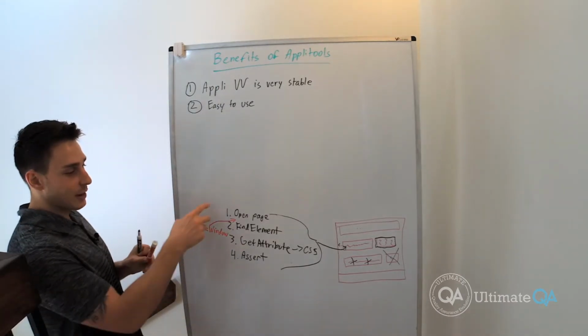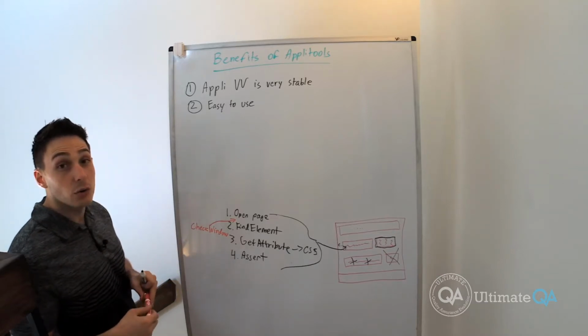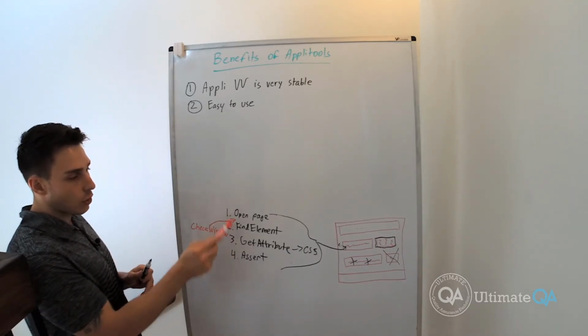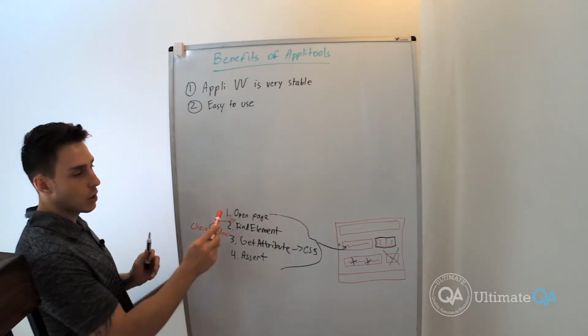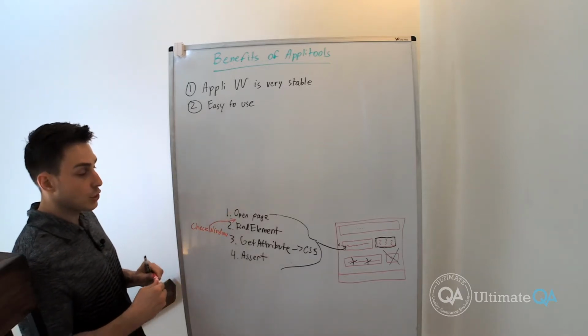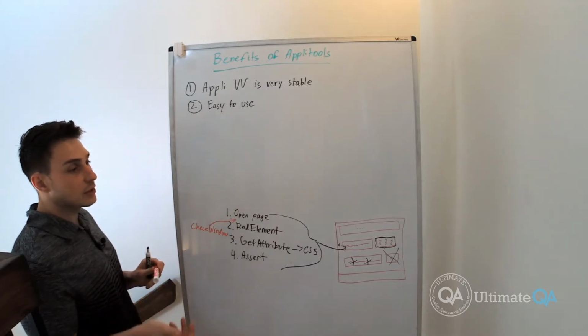And so now, really, your test is only 2 lines of code. Instead of all of these 4 lines of code, your test would only be 2 lines of code. You open the page and you visually validate it. And then you're done.